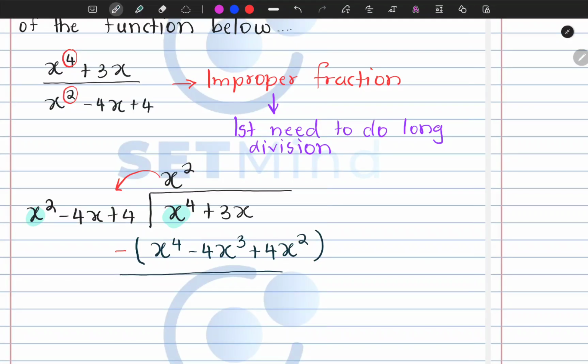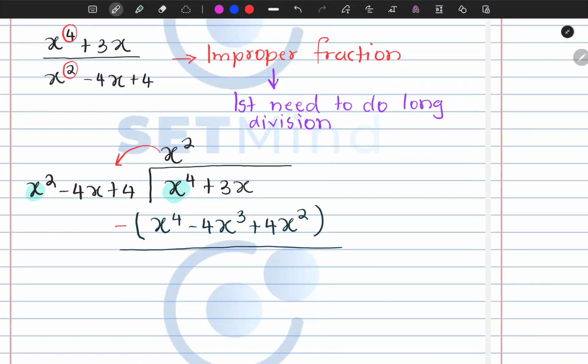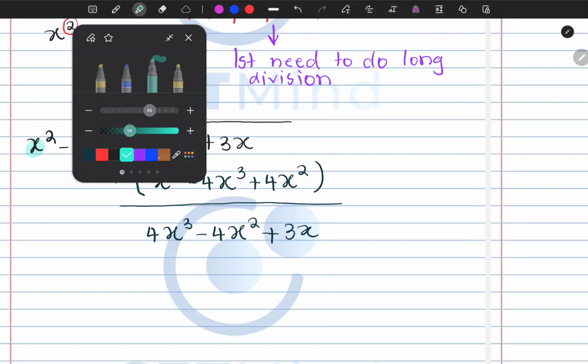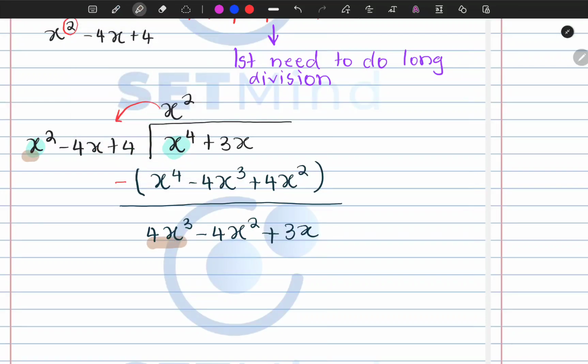So we subtract the two. What you will see is that the x to the 4 and the x to the 4 will cancel. And what we will have is 4x to the power of 3, and then minus 4x squared, and then plus the 3x that comes from above there. Then what we will now do is to take this and divide by it there. For long division, I need you to go and look at the first session, or the session which we posted on polynomials, if you don't understand.